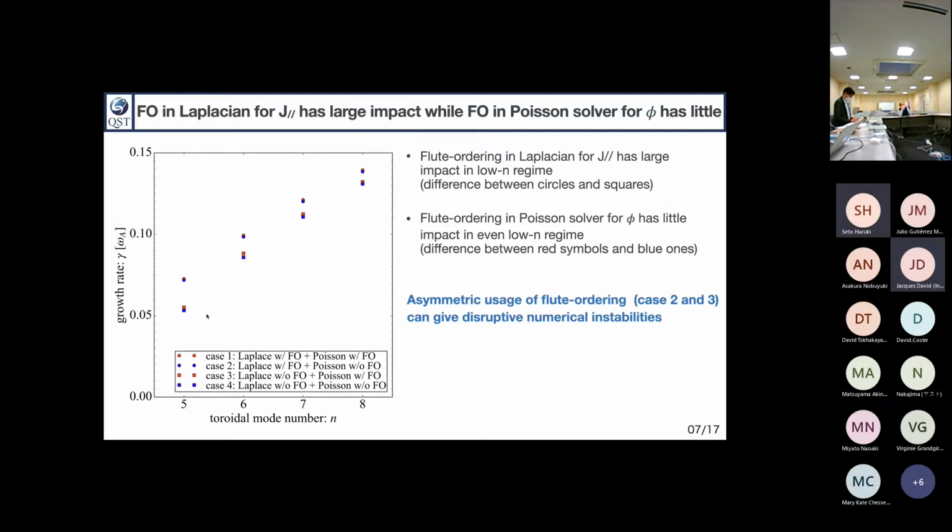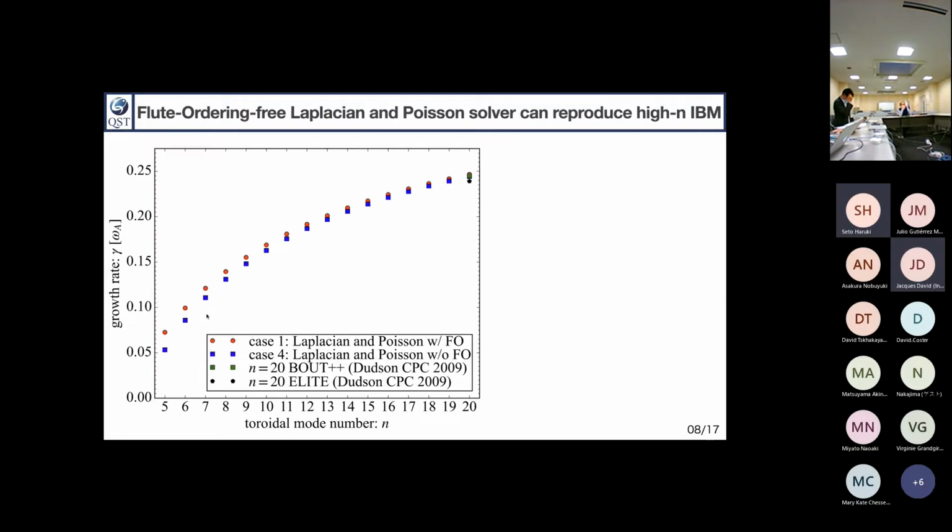It should be noticed that the asymmetric usage of the flux ordering assumption, case 2 and case 3, can give disruptive numerical instabilities, and these cases are just employed for numerical experiment on the flux ordering assumption.